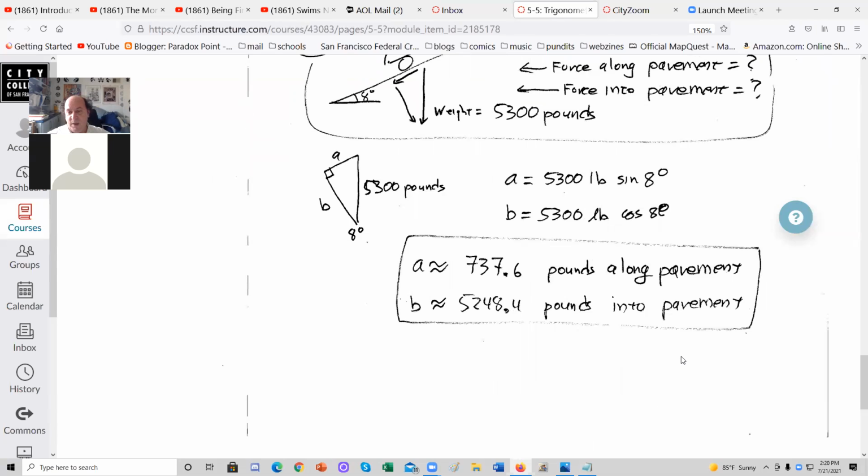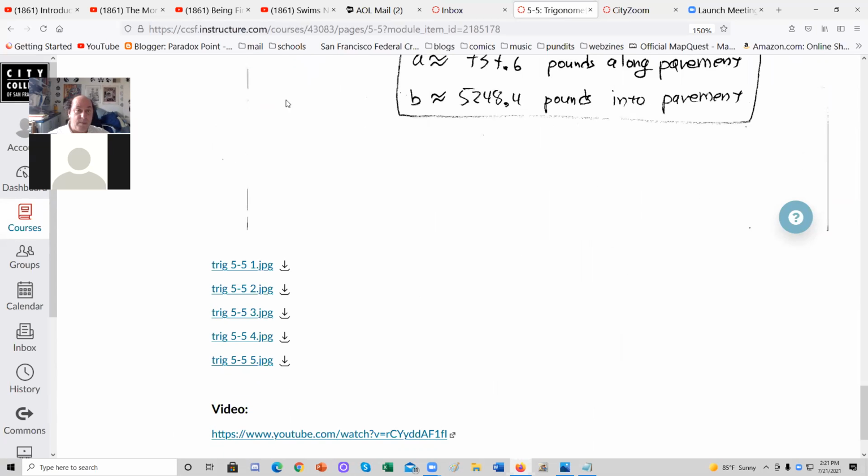And after a very small amount of calculation, the force along the pavement, the force that the brakes must exert, is 737.6 pounds along the pavement and 5,248.4 pounds into the pavement. I bring it to one decimal place because this goes down to no decimal places, and this is, I guess, a little bit more than necessary, but I'll accept it anyhow.